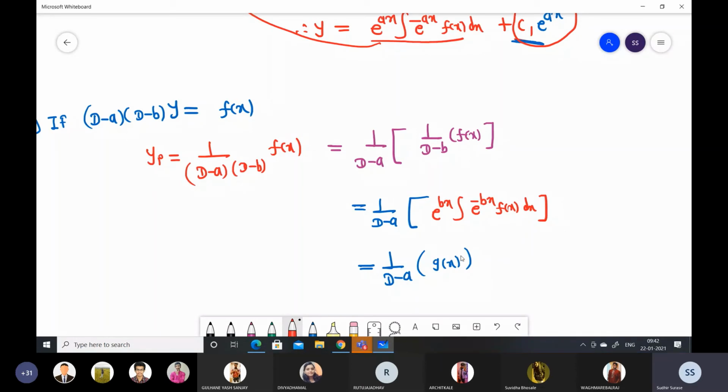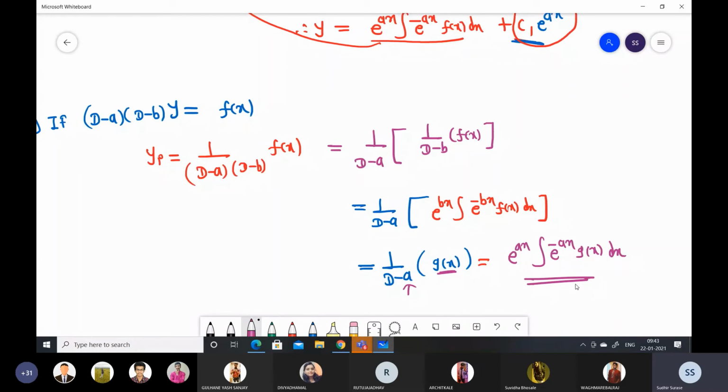Let's say it is g of x, and then over that g of x you have to apply the same formula, but this time we have root this a. So e to the power ax outside and inside e to the power negative ax, but this time not f of x. You have new function g of x that you have to write, g of x dx. So this is the way of finding the particular integral in case of higher order.